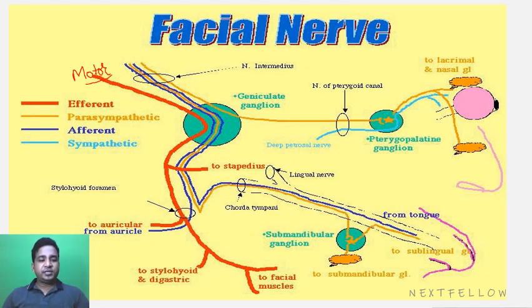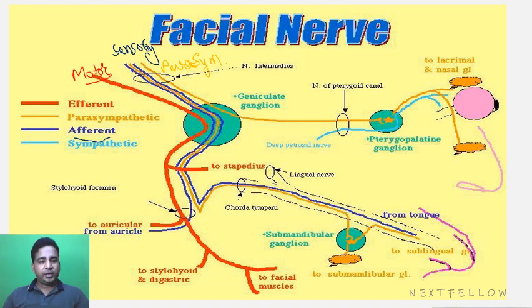This red one is the motor fiber, and if we talk about the blue, that is the sensory fiber. You can see here, sensory. Then the yellow one is the parasympathetic fiber. This yellow is parasympathetic. Okay, so let's see these motor fibers in the facial nerve.